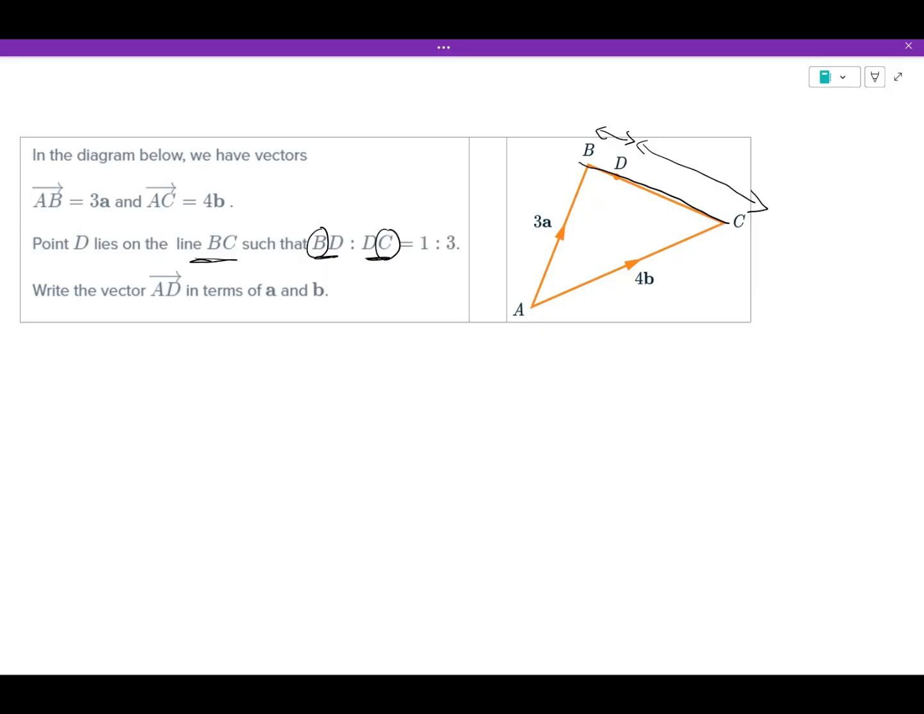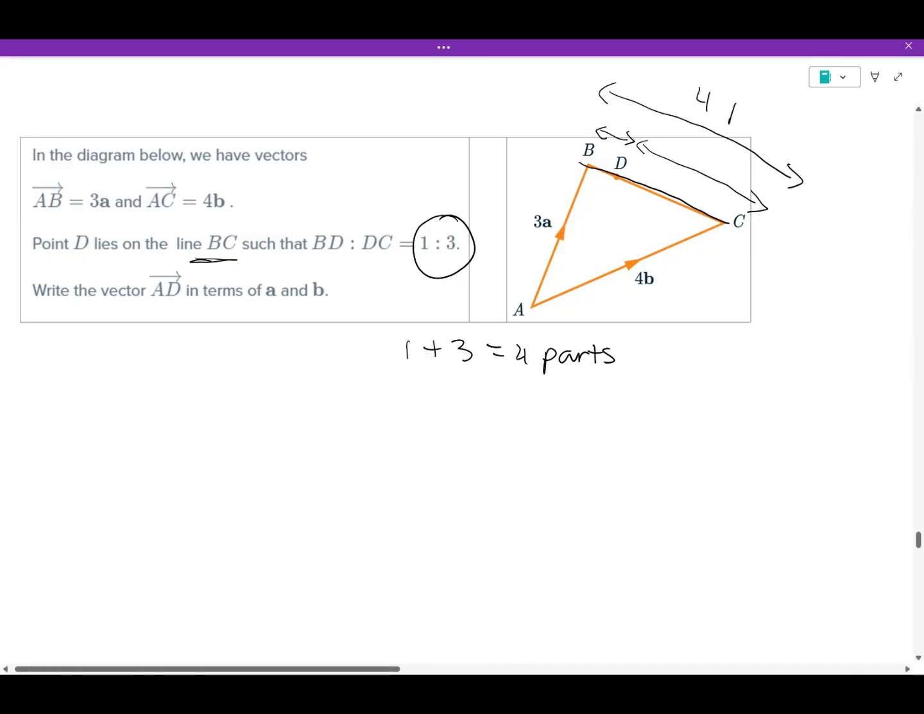So in total here, for the line B to C, this is splitting it up into 4 parts in total. 1 part plus 3 parts gives me 4 parts. So I have 4 parts along my entire line. So if I was to indicate my entire line over here, okay, that is 4 parts. Then between B to D specifically, that is the 1 part in my ratio. So I have 1 part here. Then between the D to C, I have 3 parts, so I have 3 parts over here.